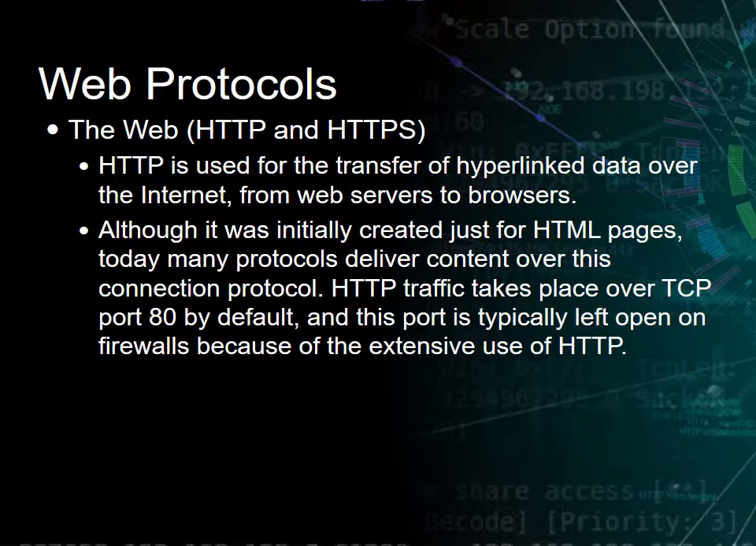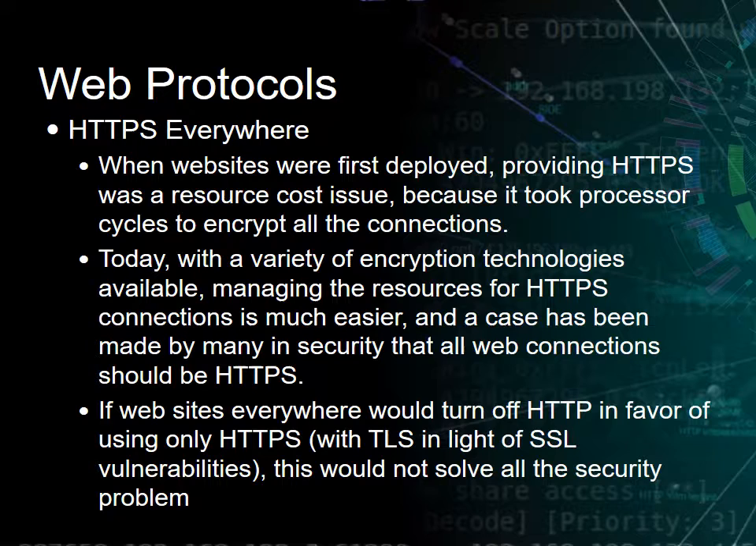Likewise, since the inception of SSL and TLS, HTTPS, or Secured HTTP, has been the backbone of encrypted and secure web communication. It uses port 443. When websites were first deployed, providing HTTPS was a resource cost issue because it took processor cycles to encrypt all the connections. Today, with a variety of encryption technologies available, managing the resources of HTTPS connections is much easier, and a case has been made by many in security that all web connections should be HTTPS.